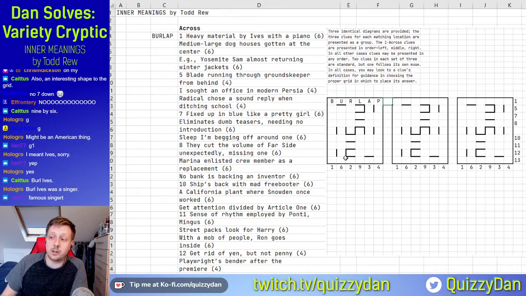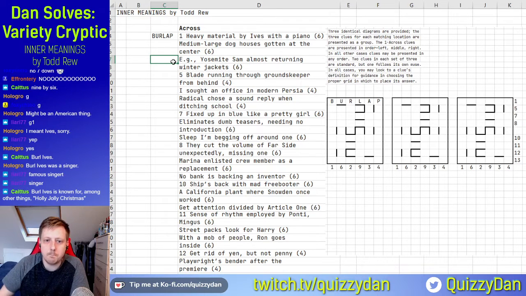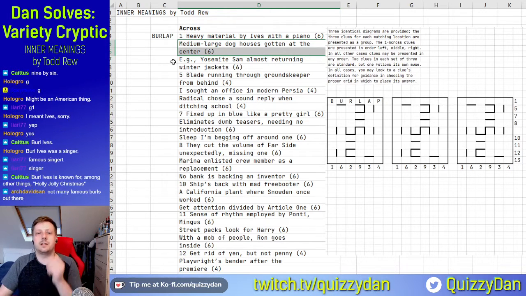After this, I'm actually going to go to the downs and not do the acrosses because we've got a few of them and we might be able to start putting them in. Okay, so that's the left. The middle one. Medium large dog houses gotten at the centre. Medium large dog houses gotten at the centre.